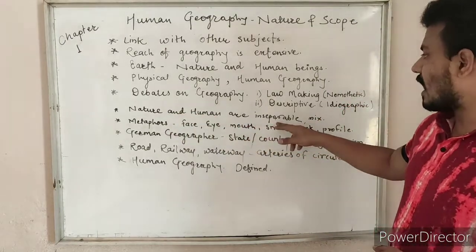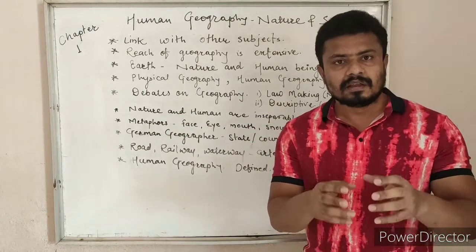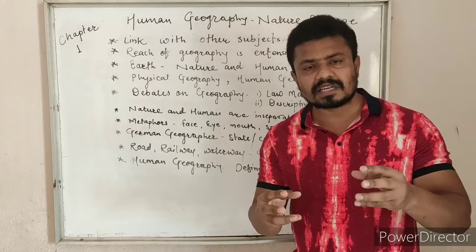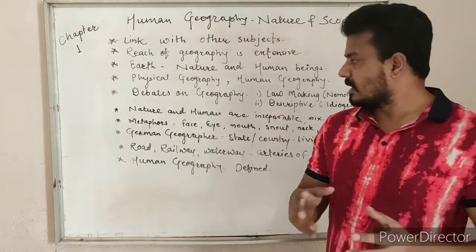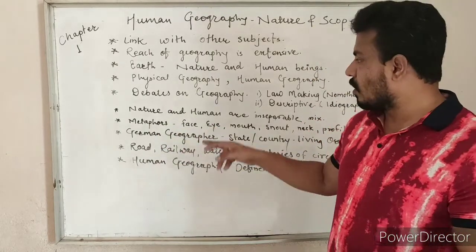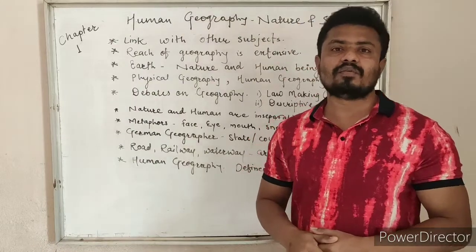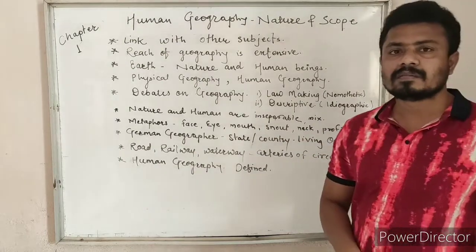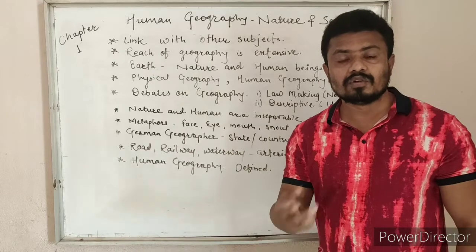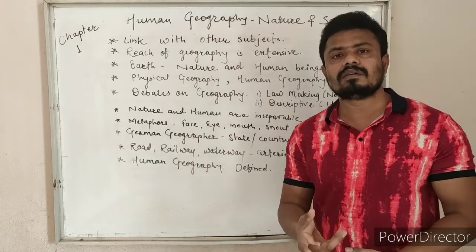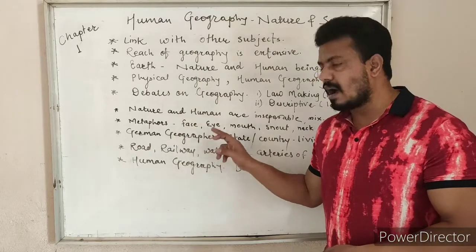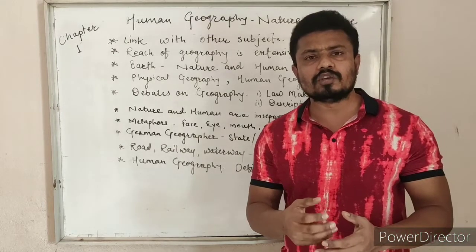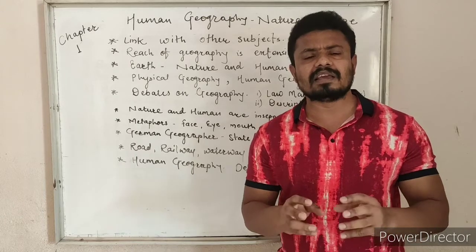Now nature and human are an inseparable mix. Human geography and physical geography are inseparable. We cannot separate them. These subjects are interdependent and interrelated. That's why we generally use several words of human anatomy for natural phenomena like face, eye, mouth, snout, neck, and profile. So what do we use? Face of the earth. We use human anatomy words for physical phenomena: face of the earth, eye of the cyclone, mouth of the river. In this way we use profile, soil profile. So these are the words we use. It shows that these subjects are inseparable.